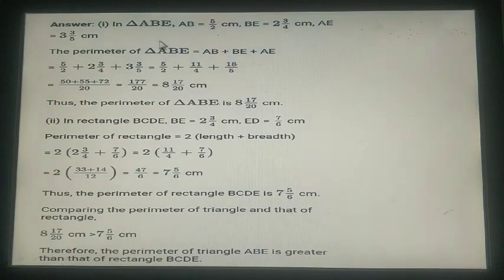First of all, you will write out the information that is given to you very systematically so that you will not go wrong further. Your first step will be to write down the information. That is, in triangle ABE, side AB is equal to 5/2 centimeters, BE is 3/4 centimeters, and the third side AE is equal to 3/5 centimeters. So the perimeter of the triangle ABE equals the sum of the three sides, that is AB plus BE plus AE. So write it very systematically, without making any mistake here. Write down the correct fractions here. So you will get 5/2 plus 2 3/4 plus 3/5.